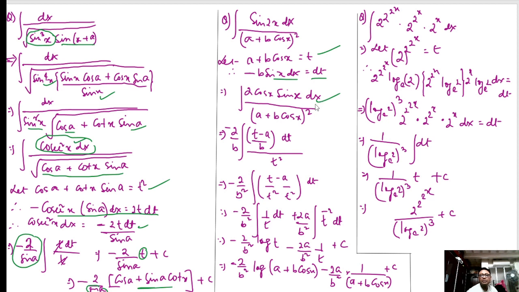Now watch here, we got minus b sin x. So sin x dx will be dt by minus b. So dt by minus b. Okay, and now cos x, from here we will separate the cos x: t minus a by b, here we have written, and this 2 goes out.